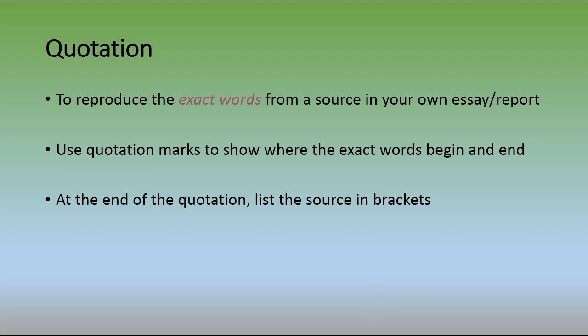So when we quote, we are reproducing the exact words from a source in our own piece of writing. We use double quotation marks, of course, to show where the exact words begin and end. And then at the end of the quotation, we have what's known as the in-text citation, and that is summary information about the source contained in brackets.